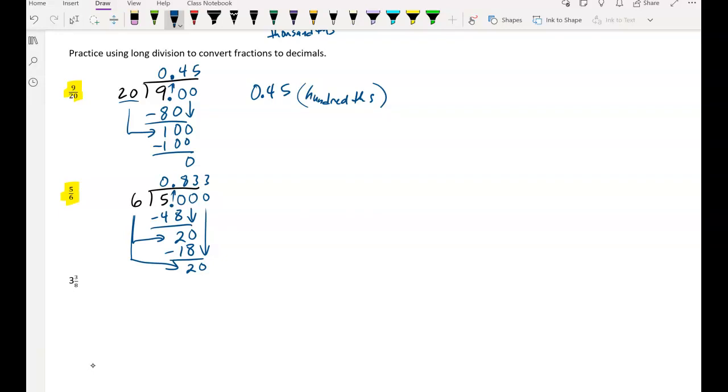Oh, I'm seeing a pattern here. I'm going to keep getting 3. This is just going to keep on going, right? It's going to keep being a repeating 3. So what I'm going to do is my answer is going to be 0.83 with a line over it. That's repeating 3, 0.83. So about 83 hundredths.